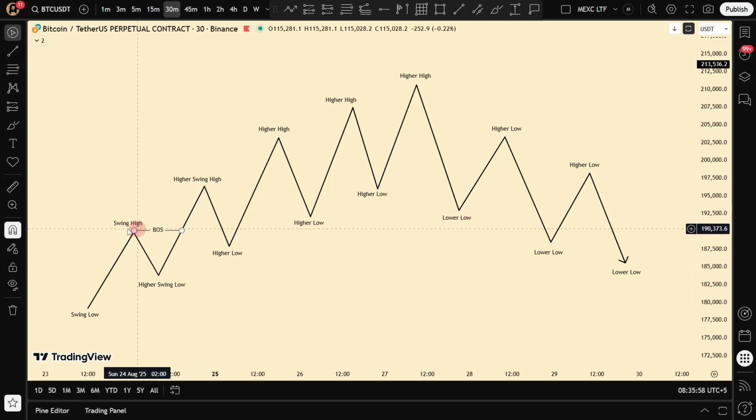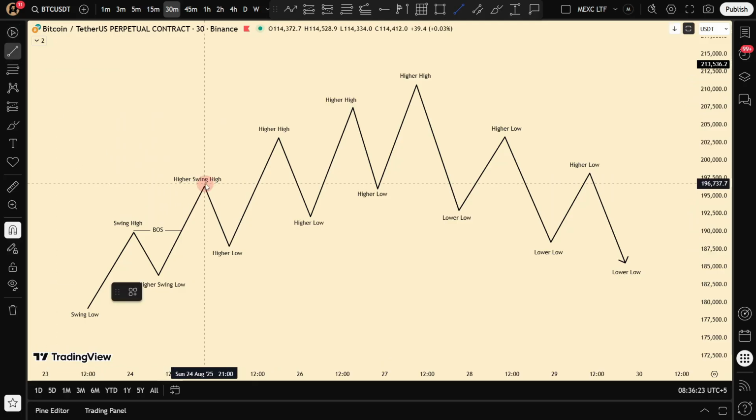It's only validated once we break above the structure. So we go ahead and we post a higher high. It's a higher swing high for us. And then we again start retracing. We come back into somewhere over here and we post some sort of a low. And then the price starts going back up.